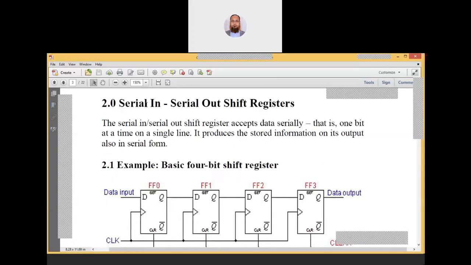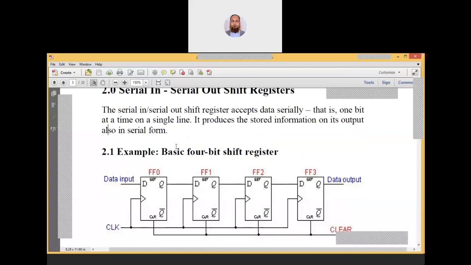So we talk about serial in, serial out shift registers. I think you have seen this type of shift register. The data is 1 bit at a time on a single line. The serial in, serial out shift register accepts data serially. So remember this, only 1 bit can go inside. You can supply only 1 bit at a time, meaning at each clock you can supply only 1 bit from the input side.